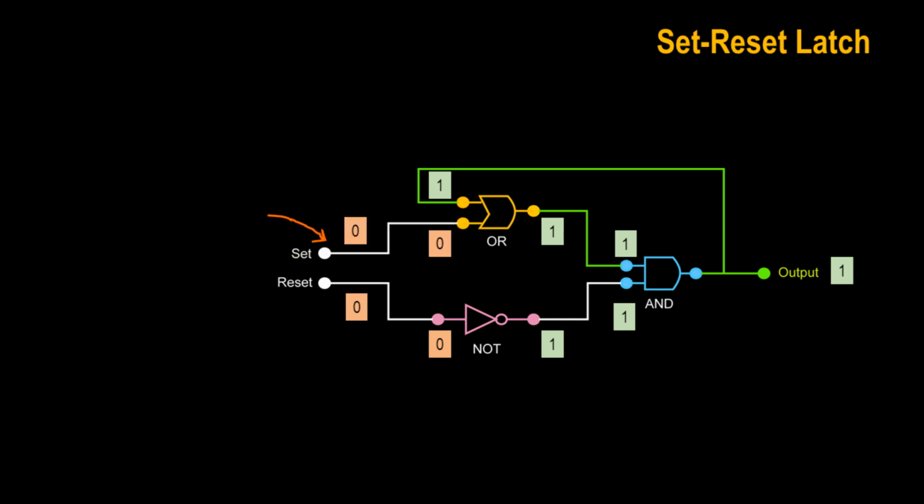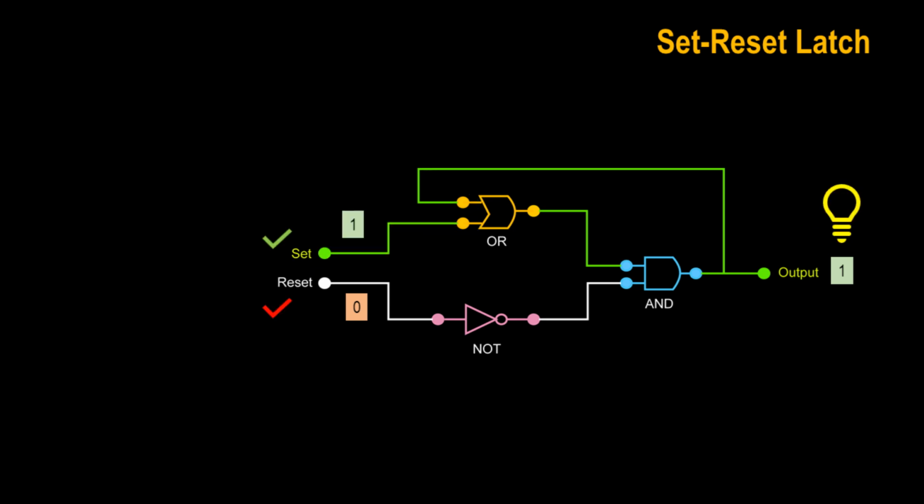Now we switch off the set switch. So the inputs to the OR gate are 0 and 1. With these 2 inputs, the output from the OR gate stays 1. Similarly, the output of the circuit as a whole also stays 1. By now, you must have noticed the memory effect. We get the output of 1 by setting the set switch to 1. Then we switch it off. Even then, the output of the circuit stays at 1. So the circuit remembers its previous state.